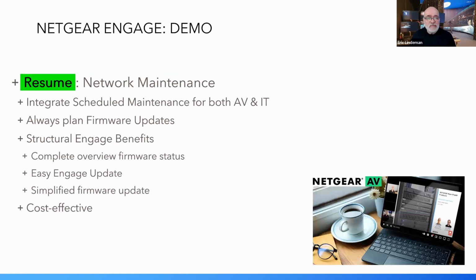So a little resume. For network maintenance, create a maintenance plan and integrate the maintenance plan for both AV and IT. Always plan your firmware updates. Don't execute a firmware update during business hours, otherwise your AV installation will stop for a short while. And of course, there are structural benefits within Engage to do firmware updates, so you have a better overview of the firmware statuses. Engage is helping you a lot with the updates and also simplifying your firmware updates. And of course, Engage makes it very cost effective to do this kind of updates and the rest of the maintenance.